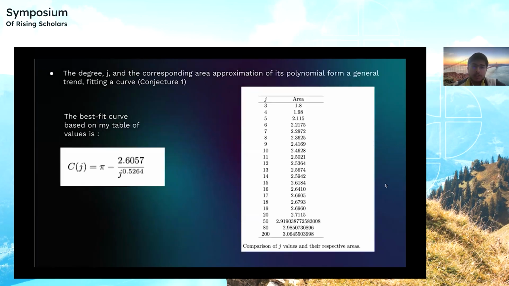Conjecture 1. The degree j and the corresponding area approximation of its polynomial form a general trend fitting a curve. The best fit curve is based on my table of values given below. Note that this result is not an exact result. It's more like an empirical formula generated based on my computational evidence.